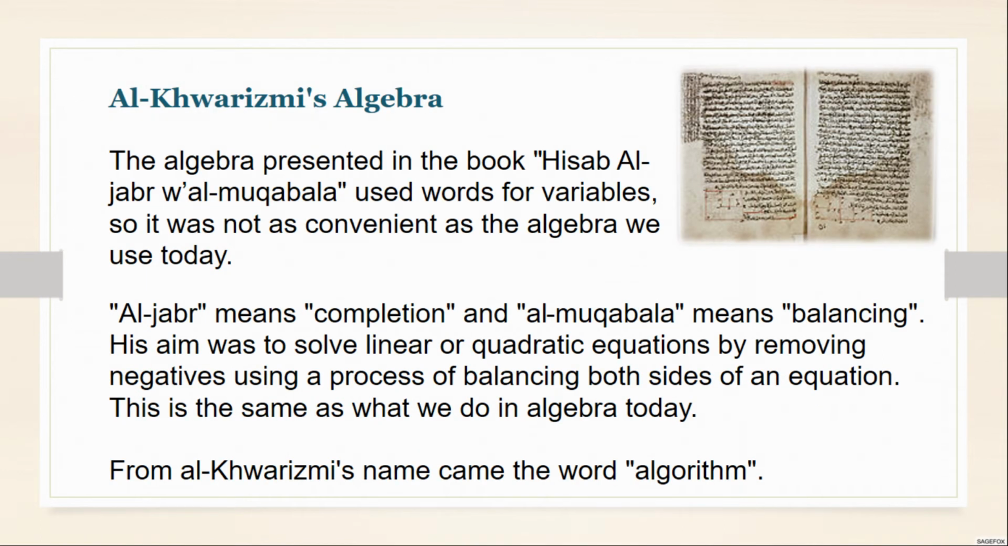Al-Khwarizmi's algebra. The algebra represented in the book Hisab al-Jabr wa al-Muqabala used words for variables, so it was not as convenient as the algebra we use today. Al-Jabr means completion and al-Muqabala means balancing. His aim was to solve linear or quadratic equations by removing negatives using a process of balancing both sides of an equation. This is the same as what we do in algebra today. From Al-Khwarizmi's name came the word algorithm.